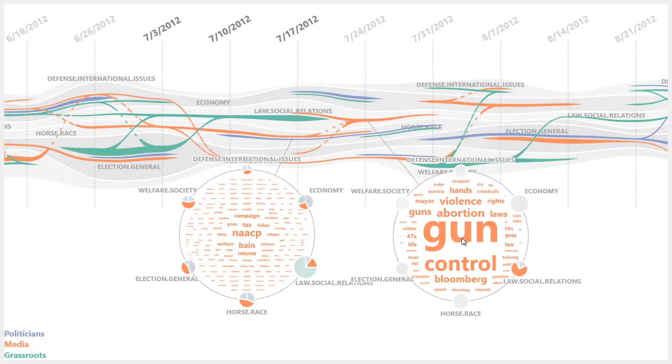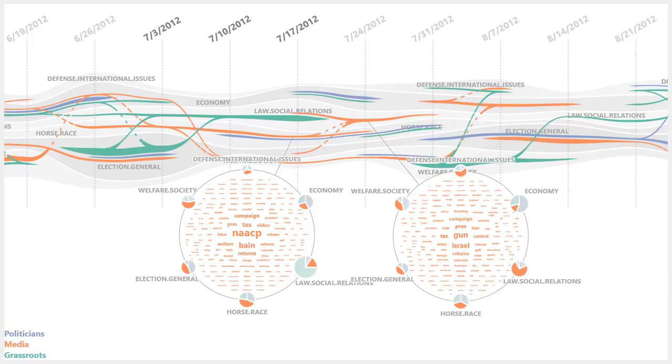The keyword gun became increasingly important. This was possibly caused by the Orlando gun shooting, which drew a lot of attention from the media to gun laws.